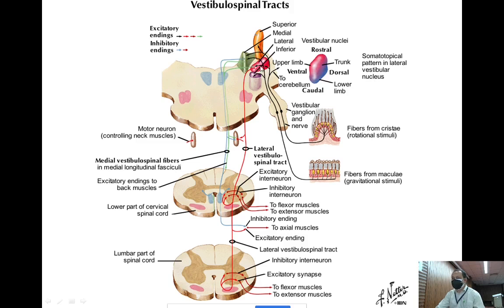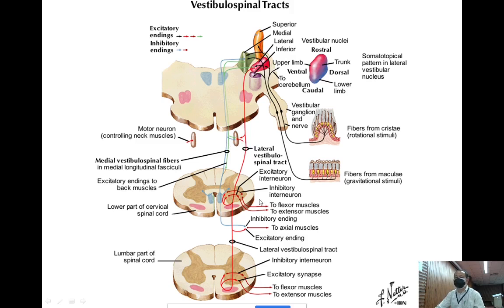You'll find that these tracts descend ipsilaterally. They don't cross like the rubro and the tectospinal tract, but descend on the same side along the ventral funiculus. So it forms a part of the ventral bundle of extrapyramidal fibers, descends and then reaches the spinal cord.